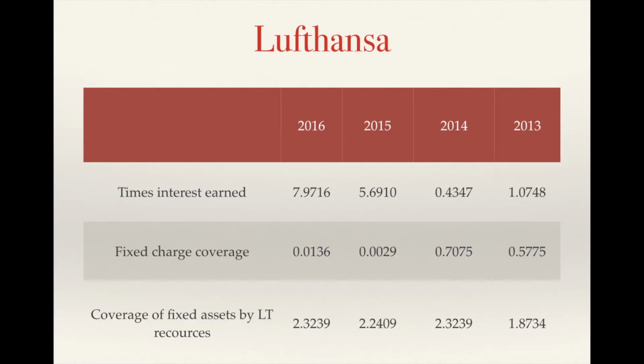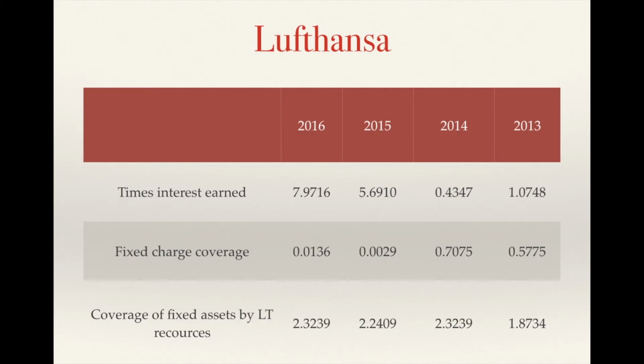As we can see, our company is doing well year to year, increasing its efficiency in covering interest by profit. Then, fixed charge coverage equals EBIT plus lease payments divided by interest expense plus lease payments. The fixed charge coverage ratio measures a firm's ability to satisfy fixed charges such as interest expense and lease expense. And the last one, coverage of fixed assets by long-term resources, equals long-term resources divided by fixed assets.